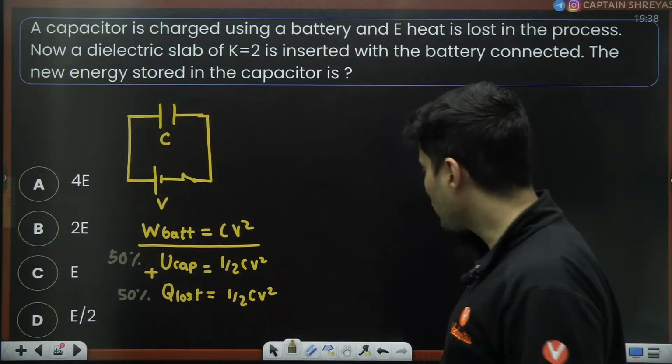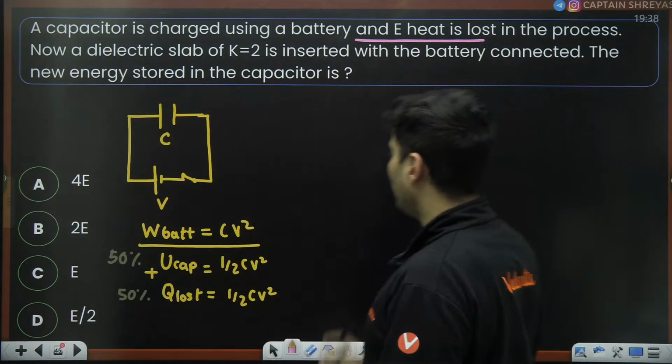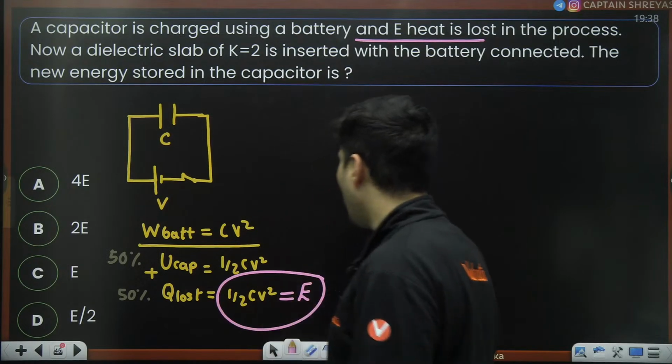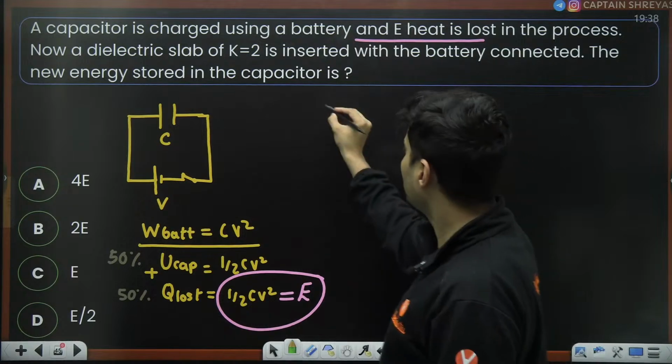Always. So as per the given information, the amount of energy lost is basically E. So E is basically half CV square. Okay. Now let's come to the real question.